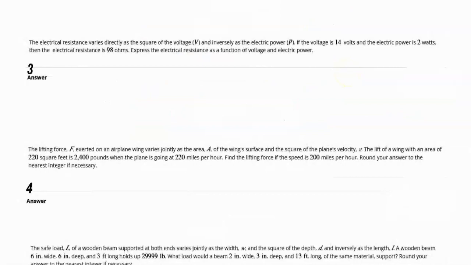Now in number 3, we're wondering which of the formulas do we use? Is it direct, inverse, or a combination? Well, it says here electrical resistance, we can use an R for resistance, varies directly as the square of the voltage and inversely as the electric power. Okay, see what kind of formula you can come up with.